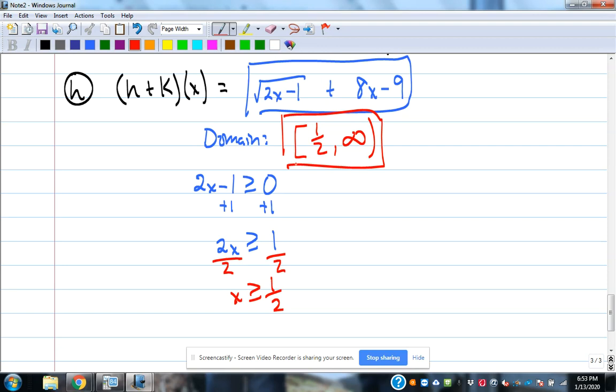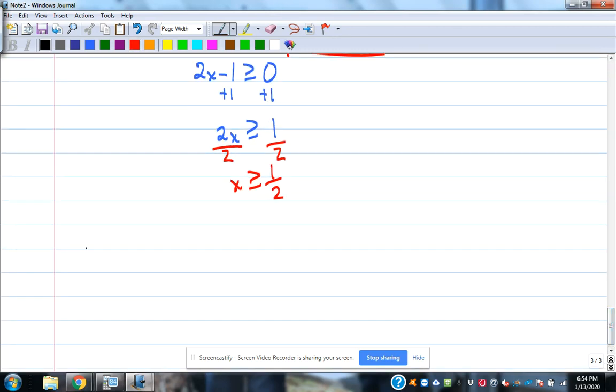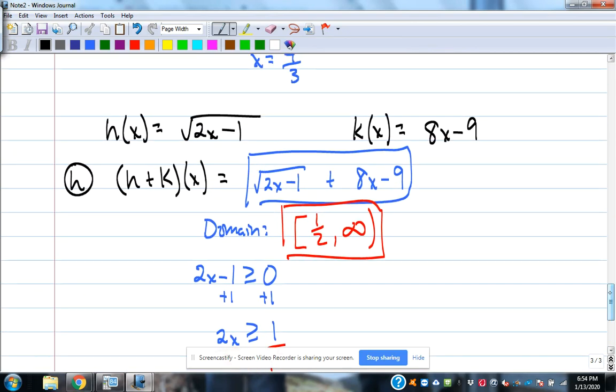So a restriction on the original function is going to equal a restriction on the domain of the operated function always. I mean, it's just the way it is. I'm going to show you an exceptional one, and then we'll move on to the composition of functions. Is k divided by h of x. So this one is a little weird, because k divided by h would put the 8x minus 9 where?